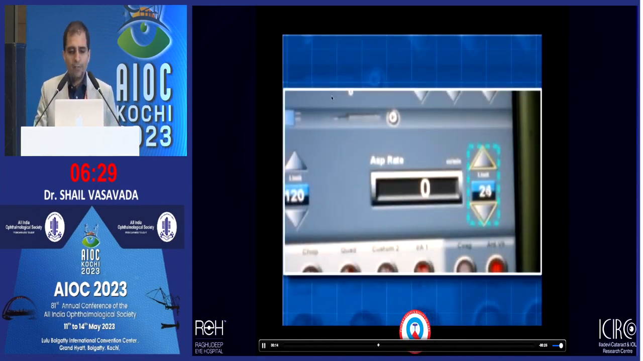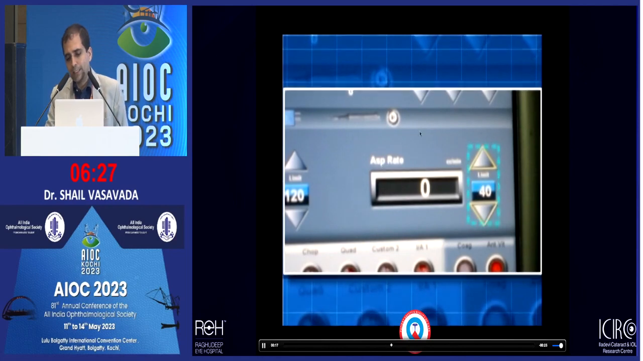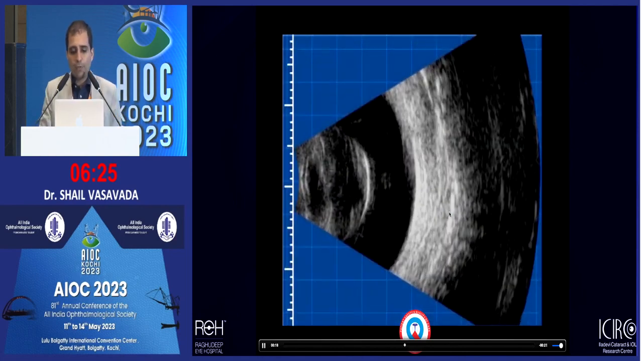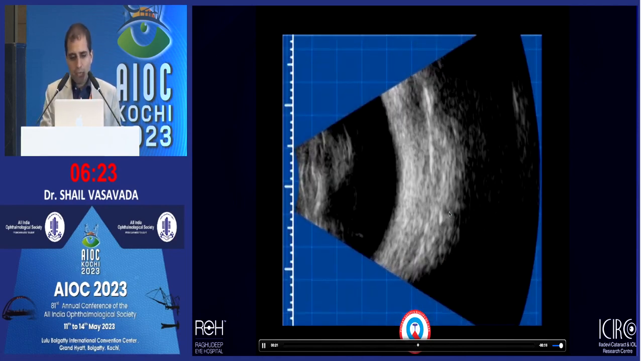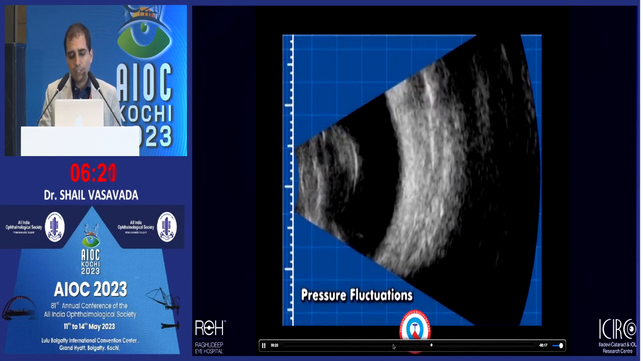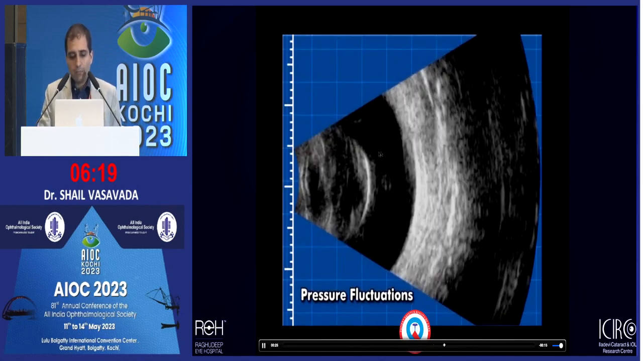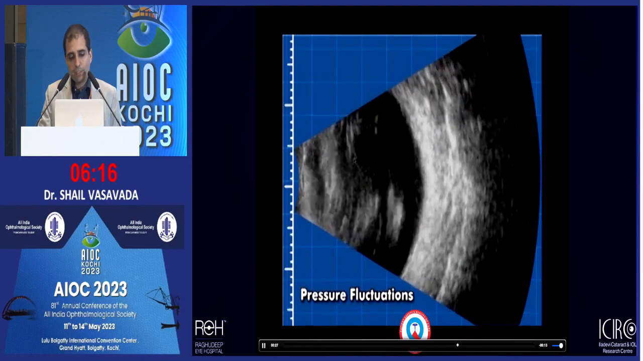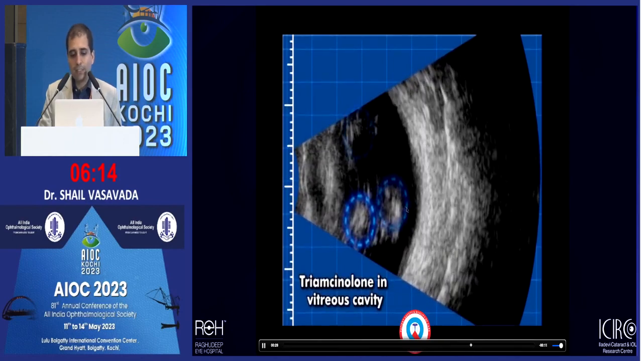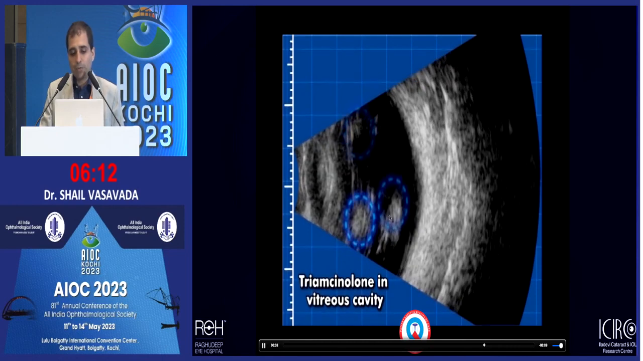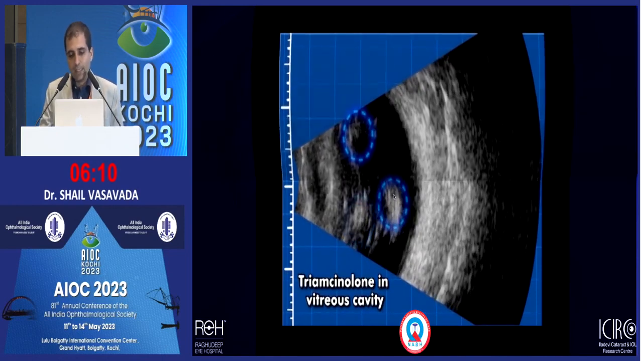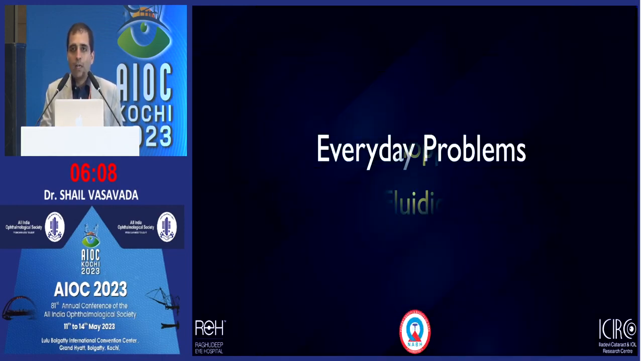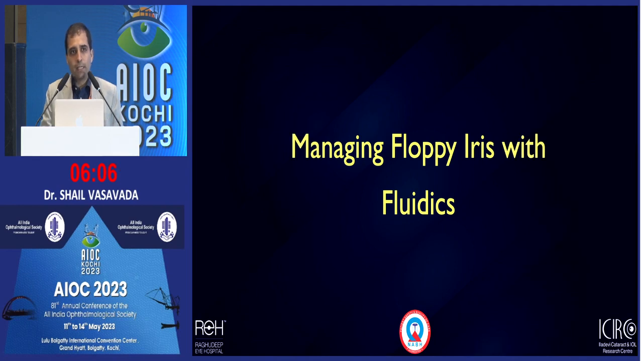Then when we raise the bottle height to 110 centimeters and raise the flow rate to 40, just by going from 0 to 1, 0 to 1, if we do it 3 or 4 times, the pressure fluctuation leads to a rupture in the anterior hyaloid phase, and you see triamcinolone with an intact posterior capsule in the anterior to mid vitreous. So the parameters you use do have an impact.